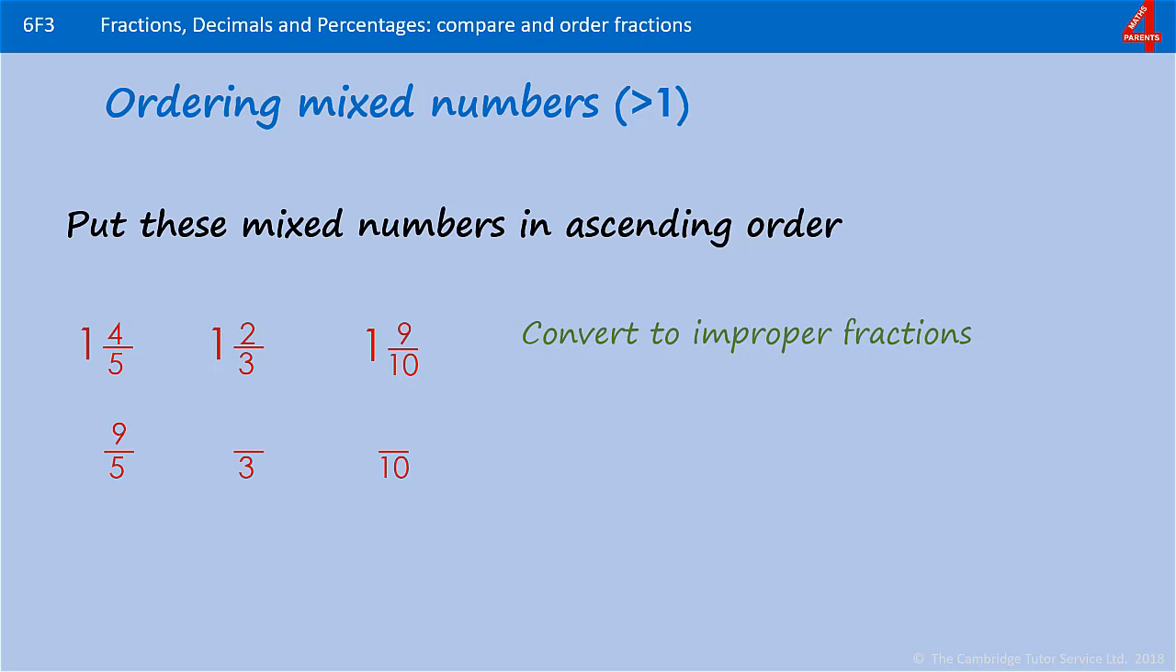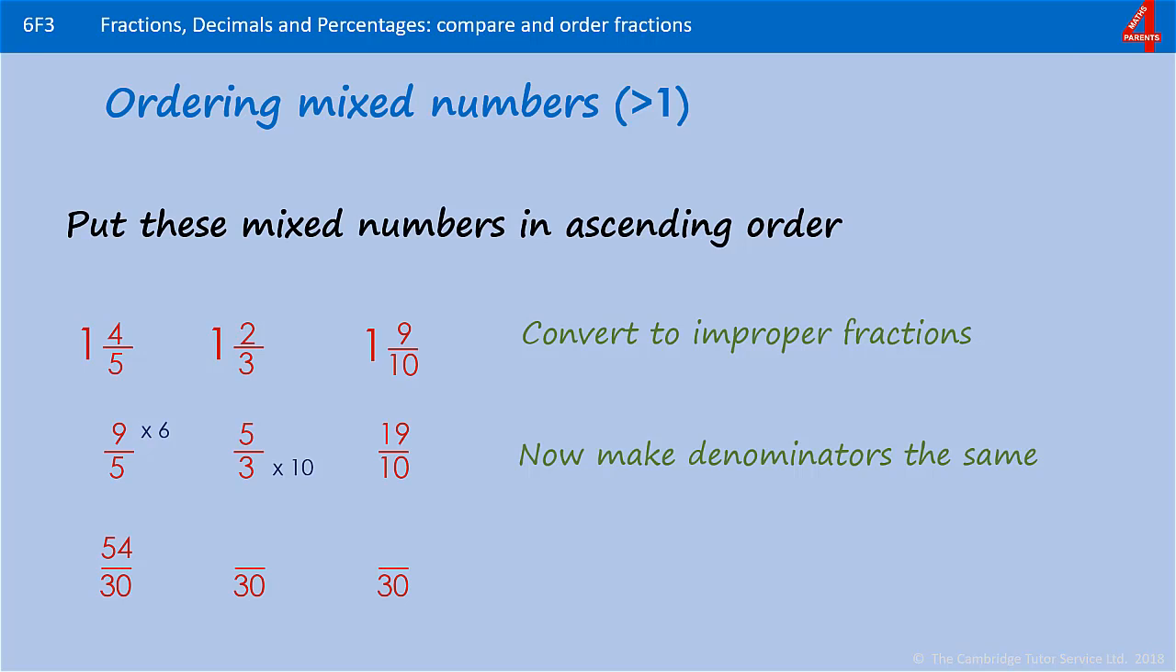We do exactly the same with the others. 1 times 3 is 3, add 2, that's 5, so that's 5 thirds. 1 times 10 is 10, add 9, so that's 19 tenths. Now we make the denominators the same, exactly as we did before. 5, 3 and 10 will all go into 30. To get from 5 to 30, we multiplied by 6. We multiply 9 by 6, that's 54. To get from 3 to 30, we multiplied by 10. We multiply 5 by 10, that's 50. To get from 10 to 30, we multiplied by 3.